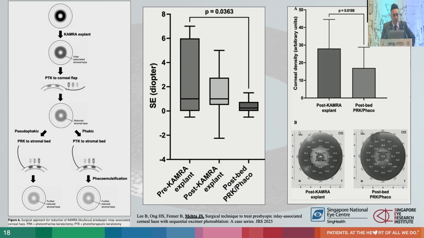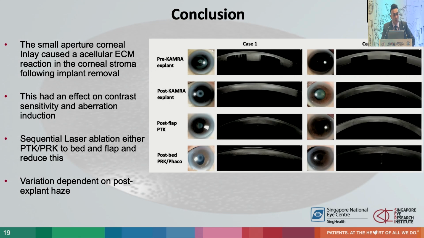So I do counsel the patients very closely with this, because this is going to determine the outcome from how much haze we can remove, because of course there's a limitation with respect to how much stromal tissue you can remove. So the small aperture corneal inlay causes an acellular extracellular matrix reaction in the corneal stroma following implant removal. This has an effect on contrast sensitivity and aberration reduction. Sequential laser ablation, either PTK or PRK, to the bed and the flap can reduce this.